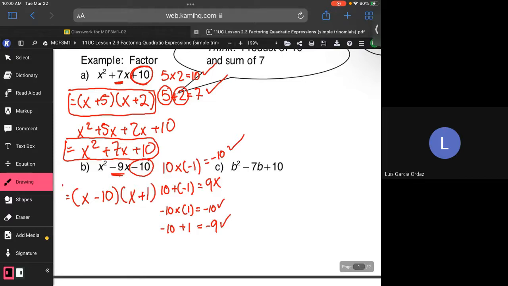Is there any order that you want? You can write x plus 1, x minus 10. Just make sure that x is always first.